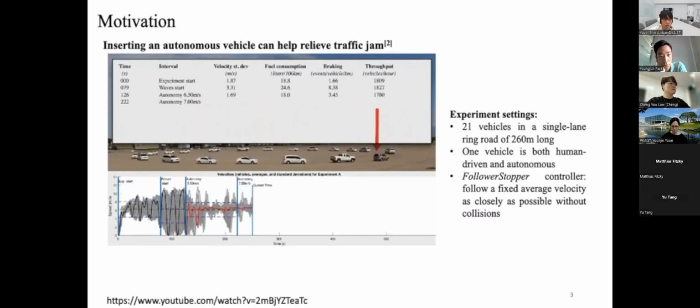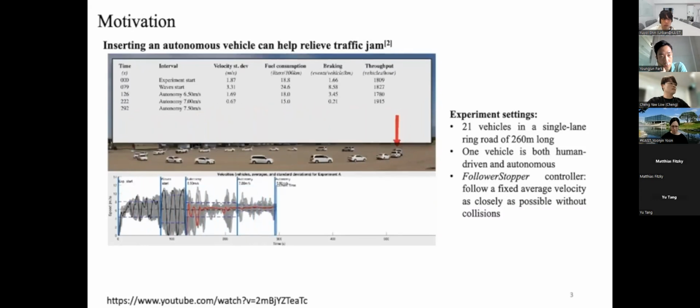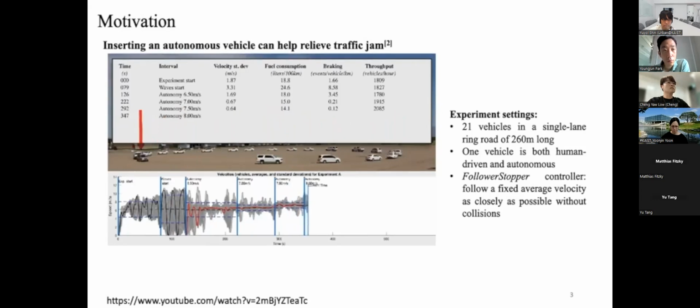The middle of the video shows the scene of the real-world experiment. The figure below records the velocities of all vehicles in the system over time. The velocity of the indicated vehicle is highlighted. The table above records some variables like fuel consumption and braking.